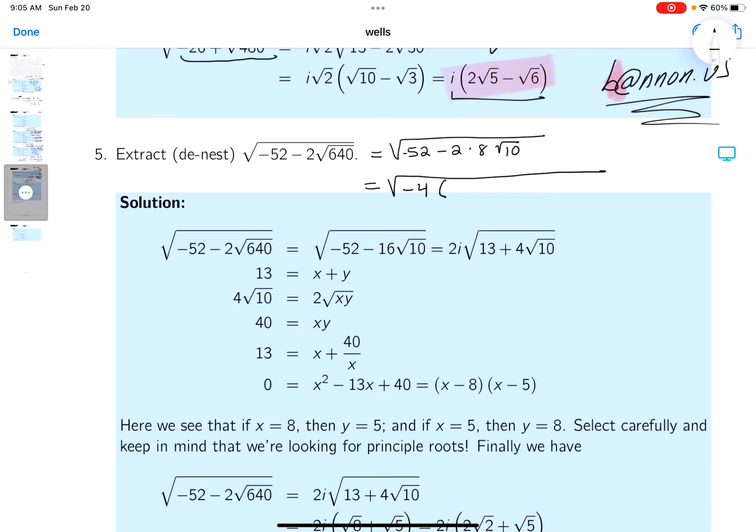And what would you get? You'd get 13 plus 4 root 10. And then I'm going to get my I business, and that's going to be 2I. And then I'm left off with 13 plus, well, I like multiples of 2, right? So 2 root 40, right?